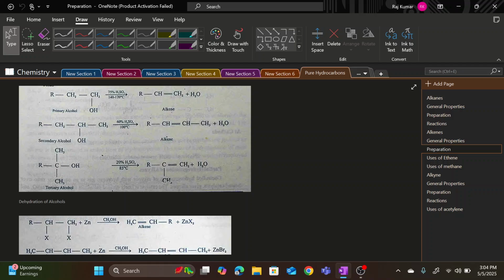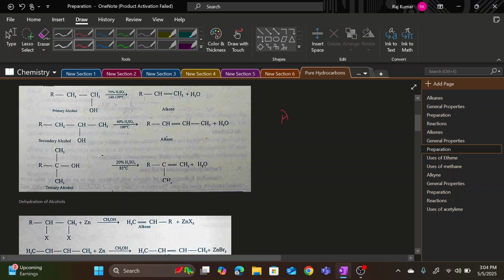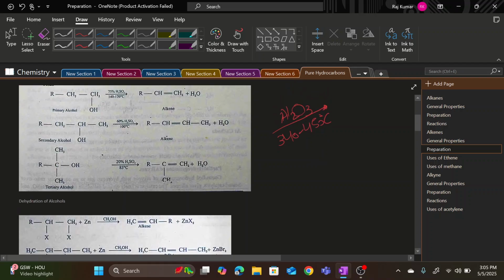After that we have dehydration of alcohol. If we just talk about its procedure, essentially we take an alcohol and then we dehydrate it with the help of a dehydrating agent, and we get an alkene. For general purposes we use aluminum oxide at a temperature of around 340 to 450 centigrade in order to produce alkene. But again, it can vary from alcohol to alcohol.